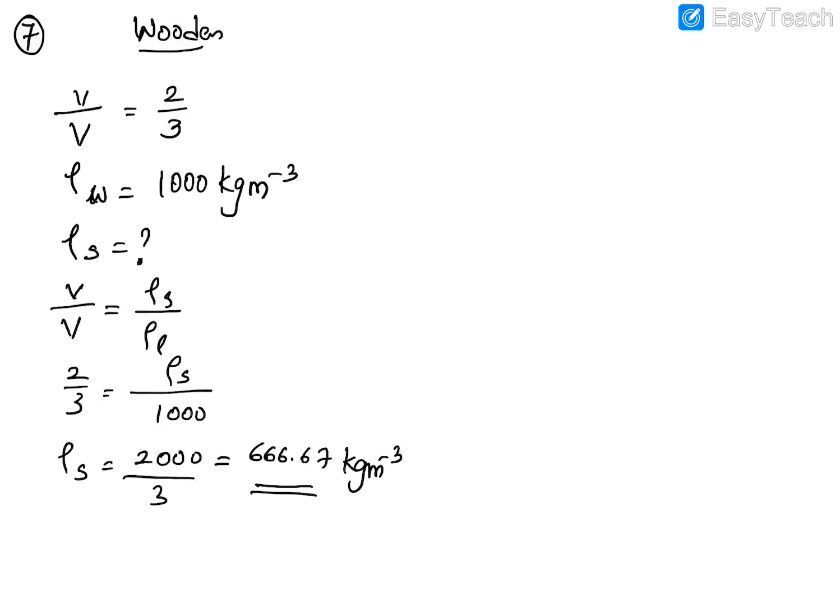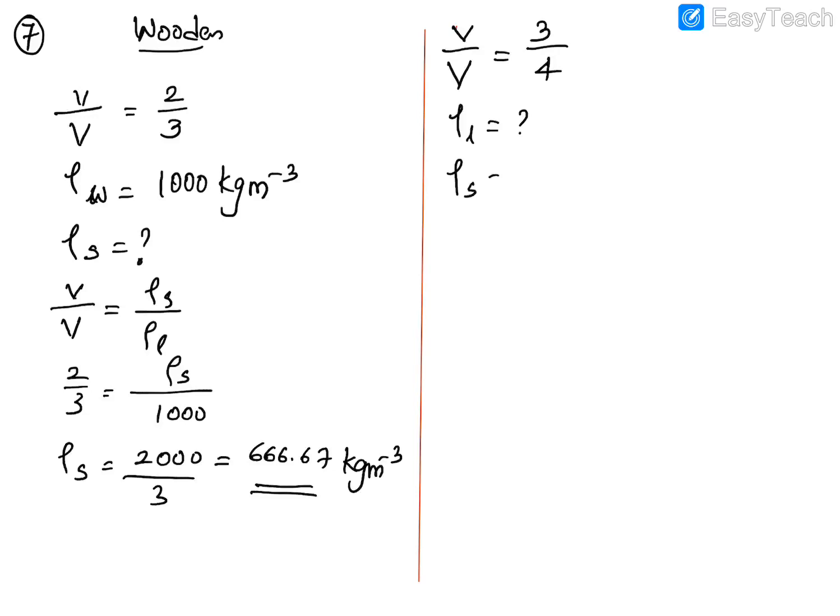Now guys, we also have to do the second part. There is one more part to the problem. Now what is the second part? In the second part they are saying when the same block is placed in oil, 3/4 of its volume is immersed in oil. So how much volume is immersed first of all? 3/4. So small v upon capital V is 3 upon 4. Density of oil is question mark.